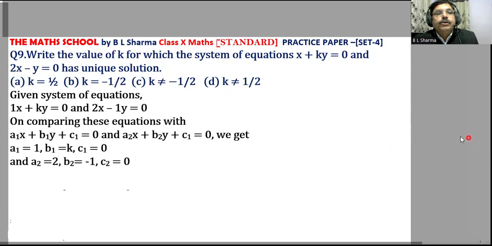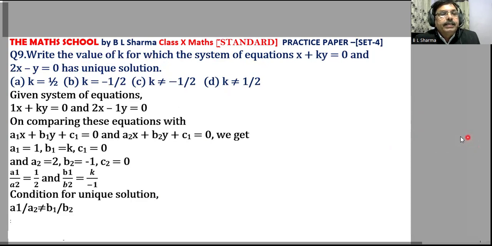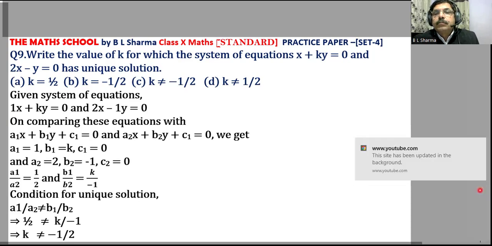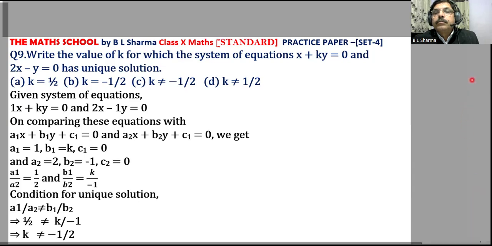a1 upon a2 should not be equal to b1 upon b2. So first we get a1 upon a2 and b1 upon b2, and then we write the condition a1 upon a2 should not be equal to b1 upon b2. So 1 by 2 should not be equal to k upon minus 1. On cross multiplication, k should not be equal to minus 1 by 2. So C is the correct option.